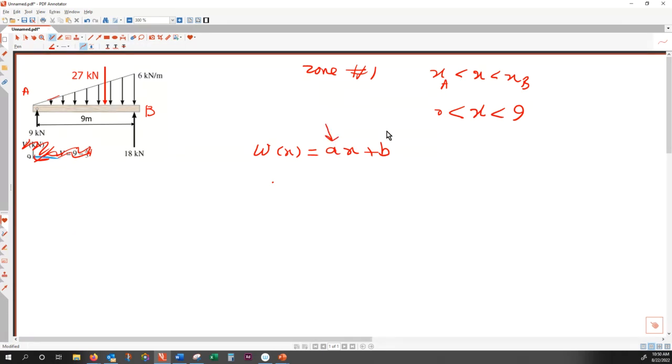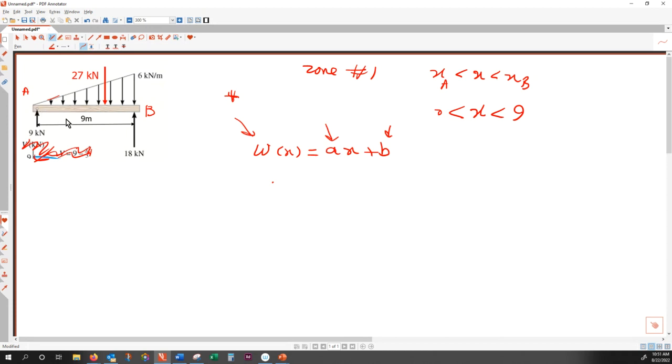Now, how do I find A and B? So now I need to find A, I need to find B. That is what we call identification of the W of X. This is the most critical step for graphing the bending moment and shear force. So you have to identify W of X. Please listen very carefully. The way we identify A and B is by point values.